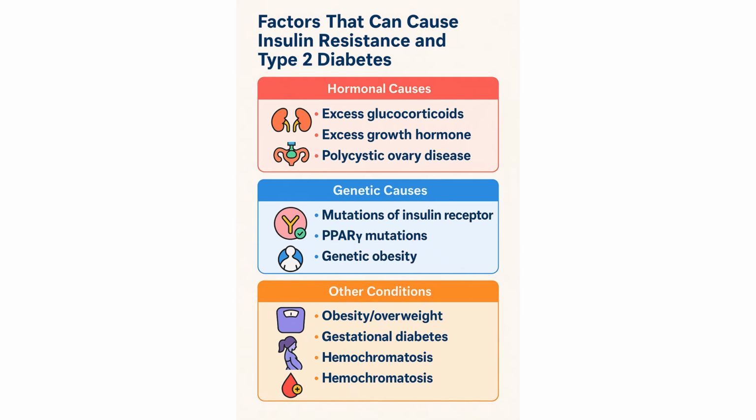Here we have categorized the factors for insulin resistance and type 2 diabetes. There are hormonal causes such as excessive glucocorticoids, excess growth hormone, or polycystic ovary disease. Then there are some genetic causes. There are mutations in the insulin receptor or PPAR mutations or genetic familial obesity, and there are other conditions that result in insulin resistance such as obesity, gestational diabetes, hemochromatosis.